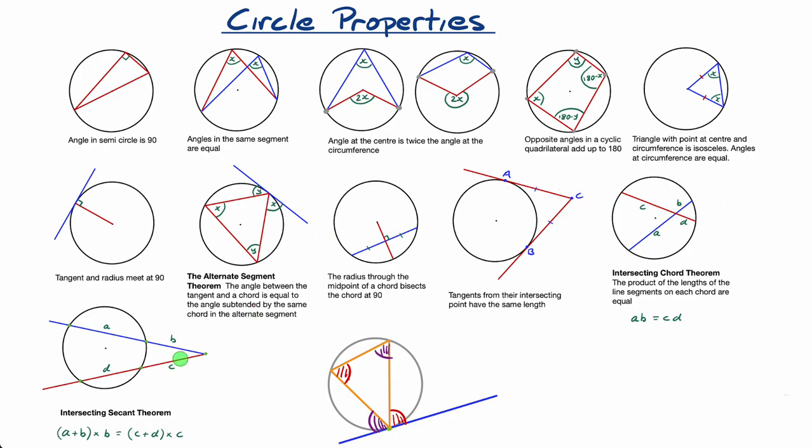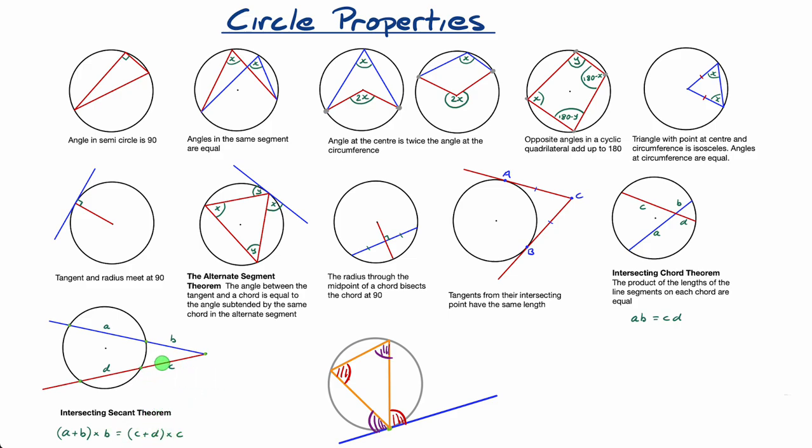And then finally, the intersecting secant theorem is a bit more complicated. So when these two lines intersect, so a secant, guys, is just a line that cuts through a curve, but in this case a circle. So a line that cuts through a circle and another line that cuts through the circle. And when they meet, then I've written it as A plus B times B equals C plus D times C.